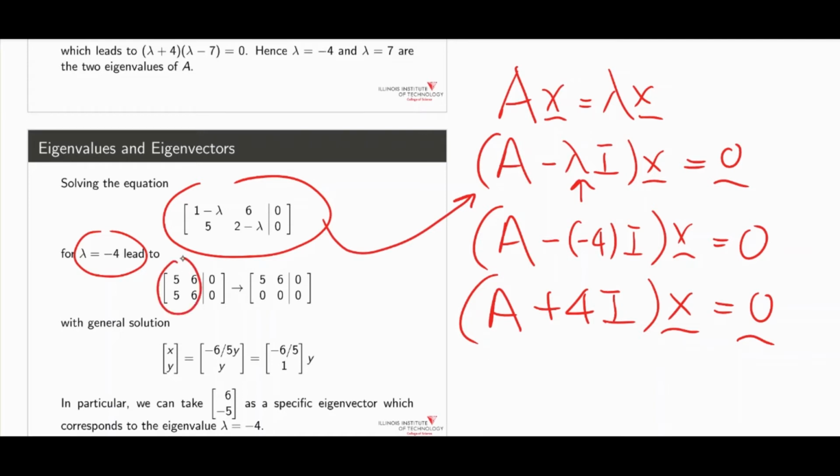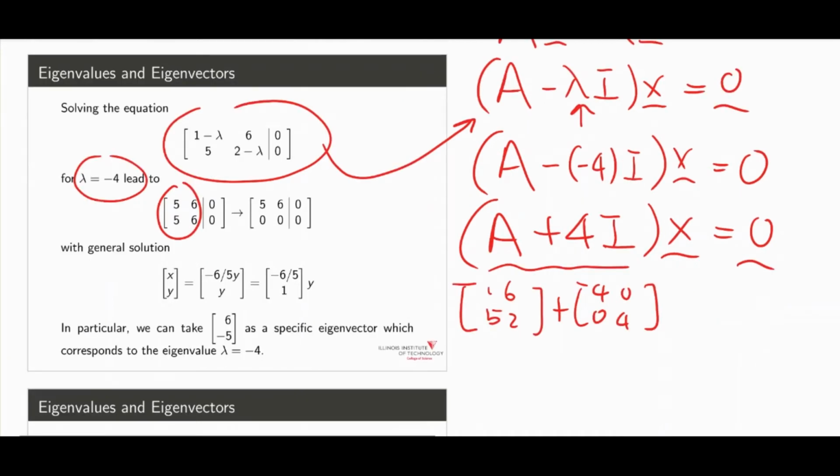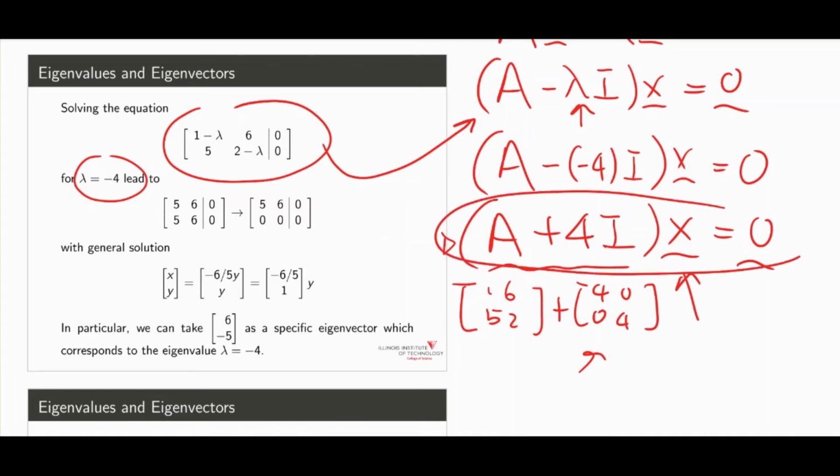This one right here, 5, 6, 5, 6, is exactly this particular matrix here. Because our matrix A, what is our matrix A? Our matrix A here is 1, 6, 5, 2. So you add 4, 0, 0, 4, and you will get 5, 6, 5, 6. This is exactly the augmented matrix that corresponds to the system. So let's solve for x. We know how to do that. That's basically just solving a system of linear equations. We know how to do this. So actually, this is very simple.